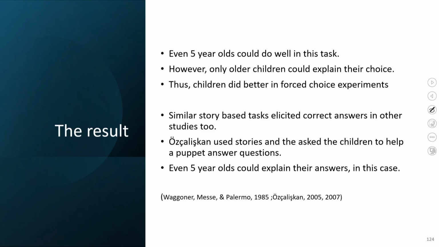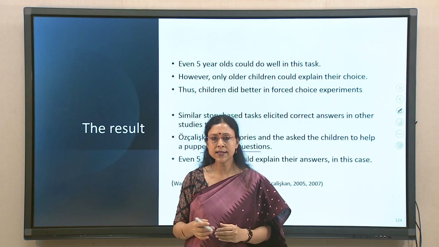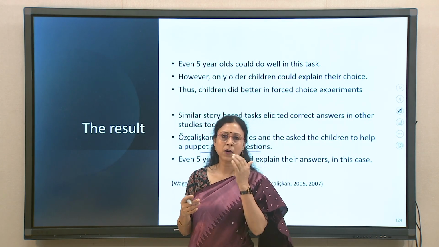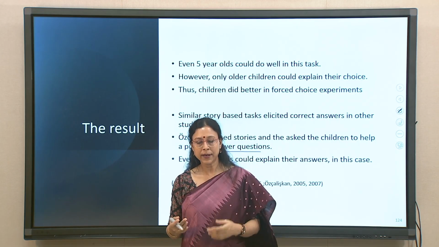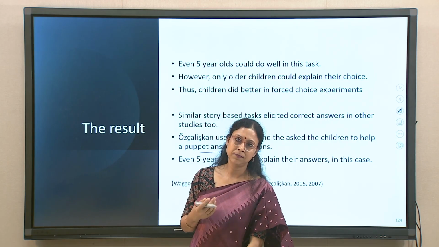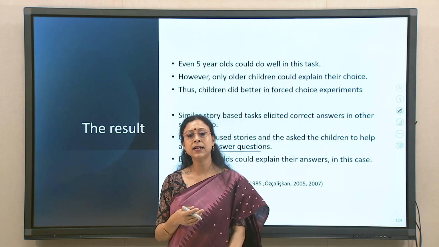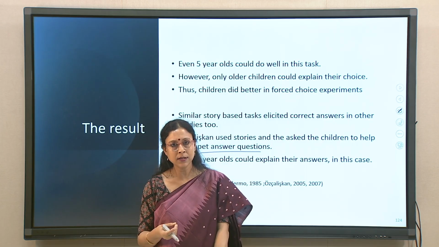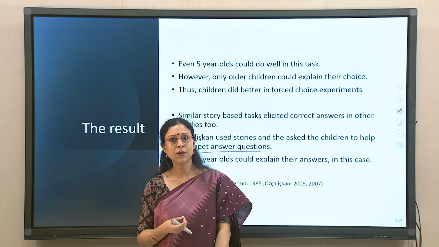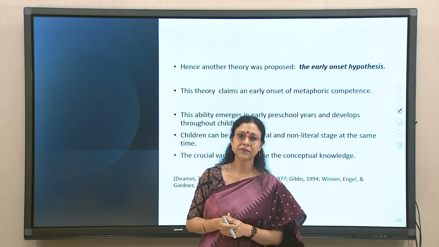For example, in one such story, they asked children to help a puppet answer various kinds of questions. Even 5-year-olds could explain their answers in this case, because the more elaborate the story is, the better the contextual information is, the better the child's performance in this task. So we see that even 5-year-olds could get the metaphor, and they could even explain it.